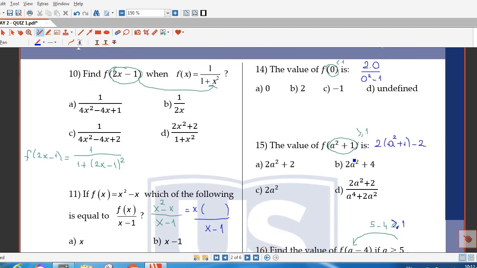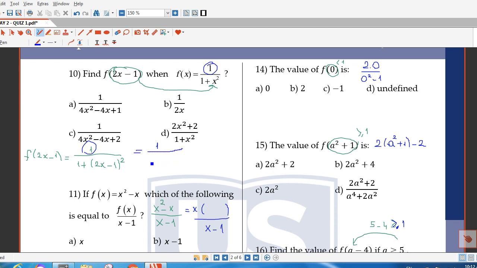Question 10, f of x is given, and we are going to find what is f of 2x minus 1. Logic is the same. The given expression inside of parentheses will be replaced instead of x. So the new expression will be f of 2x minus 1, 1 over 1 plus x squared, 1 plus 2x minus 1 squared.